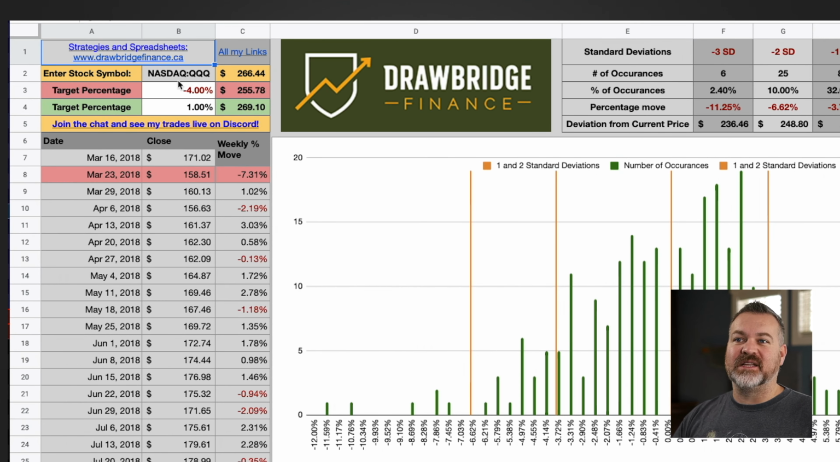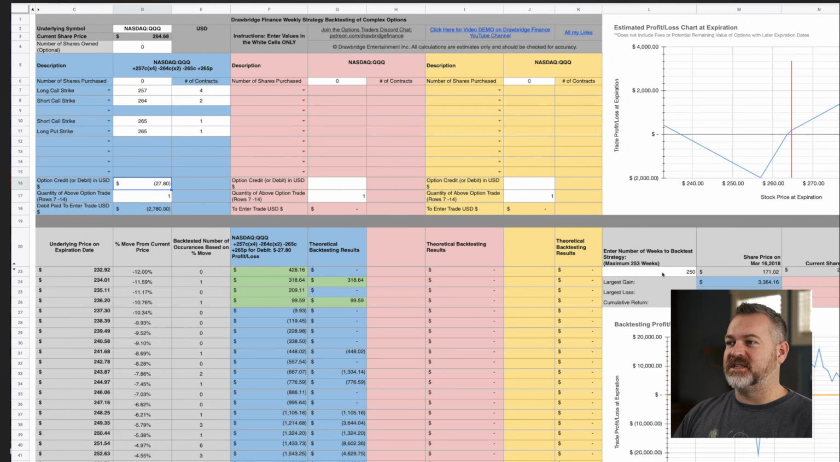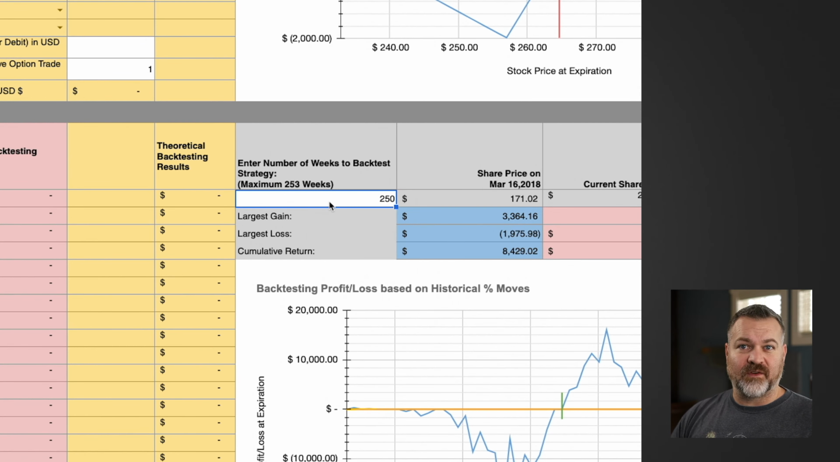So what it's doing is it's automatically pulling the stock symbol from the previous sheet. Then it's showing the number of occurrences. Now, there's a variable here that we can set. We can say, how far back do we want to look? Now, it's default to set back from the number of weeks from starting today.